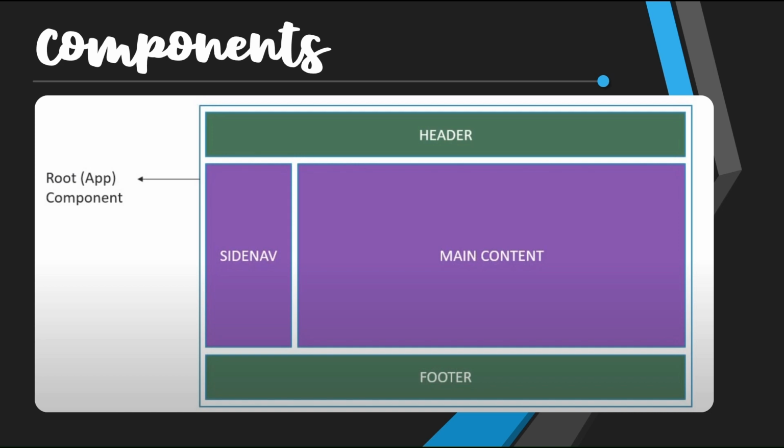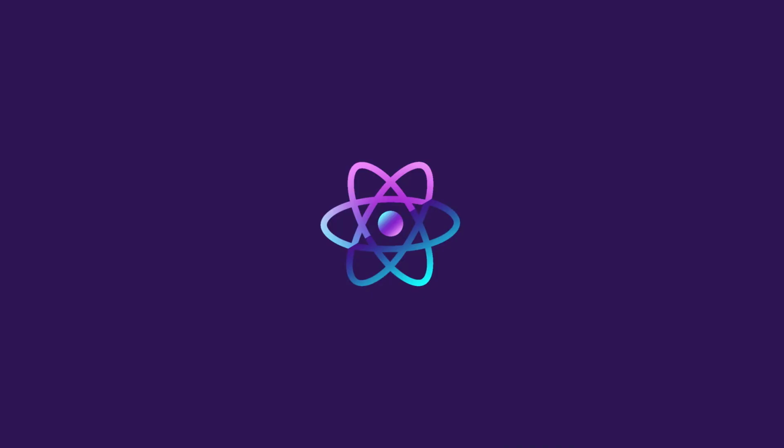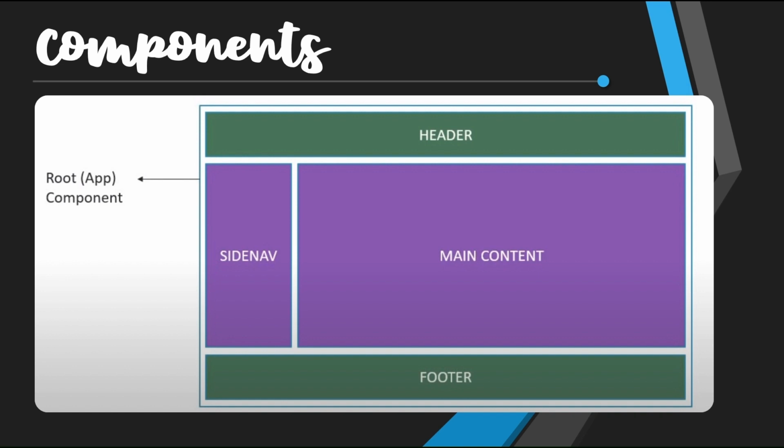Now, I have mentioned the word component several times already, but what exactly is a component? Let's understand that next. In React, a component represents a part of the user interface. So for example, a traditional website can be broken down into header, side nav, main content, and footer. So each section is represented as a component in React.